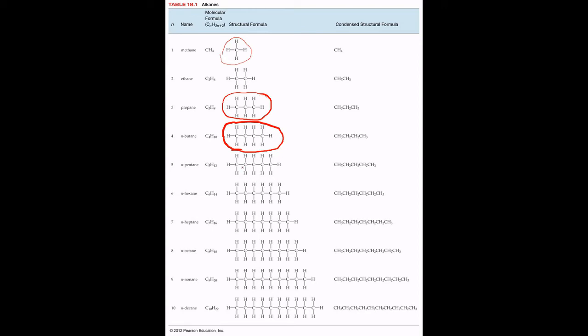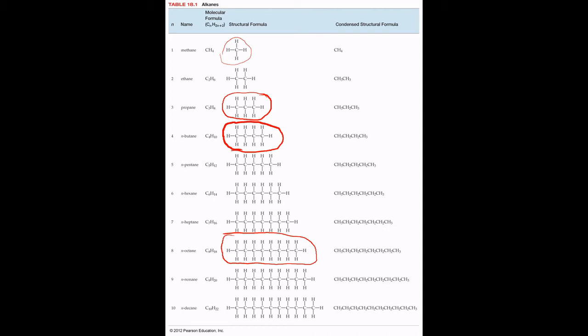Pentane has 5 carbons and is saturated with hydrogens. Hexane has 6. Heptane has 7. Octane, you've probably heard of, once again, if you've ever been outside of your house. Octane has 8 carbons and is saturated with hydrogens. So there are no double or triple bonds between those carbons. And then we have nonane and decane. And this would keep going as well. It doesn't stop here at decane. This is just where we're going to stop.